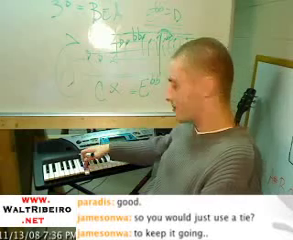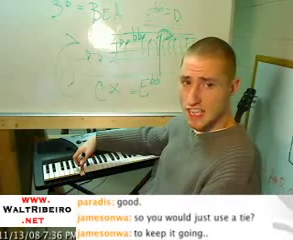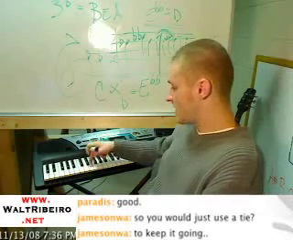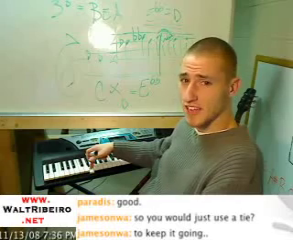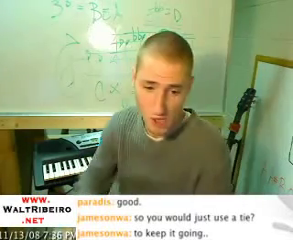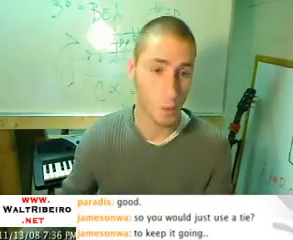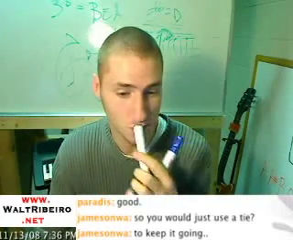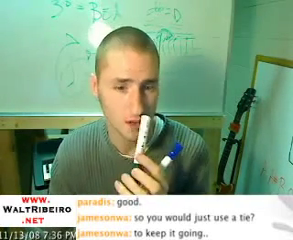Because C going up 2 half steps is D natural, and E going down 2 half steps is also a D natural. So C double sharp and E double flat are what we refer to as enharmonics. Awesome. So you would just use a tie. If you wanted to use a tie, you can, yes.